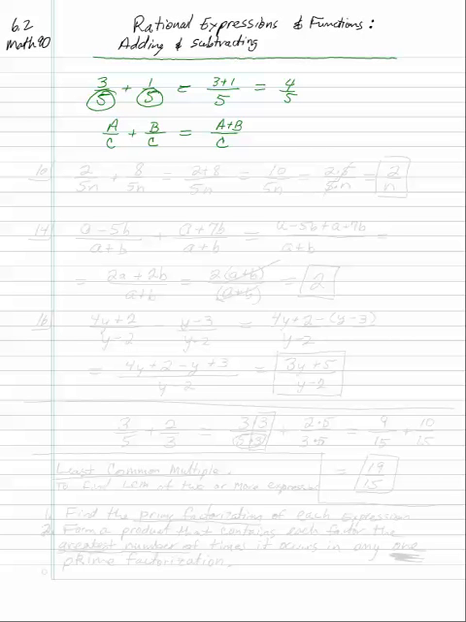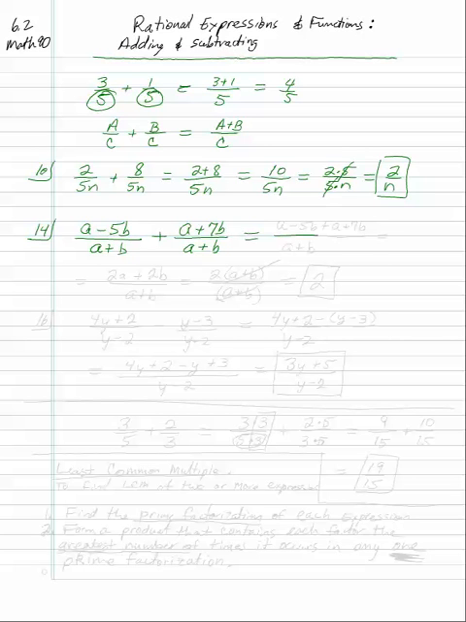Okay, so let's try a few. Number 10, 2/5n plus 8/5n. The denominator is the same, so you just write it down, and then you're going to add the numerators. So we get 10/5n, and of course then we look to see if we can reduce. So we can factor a 5 out of 10, cancel it, and get 2/n.